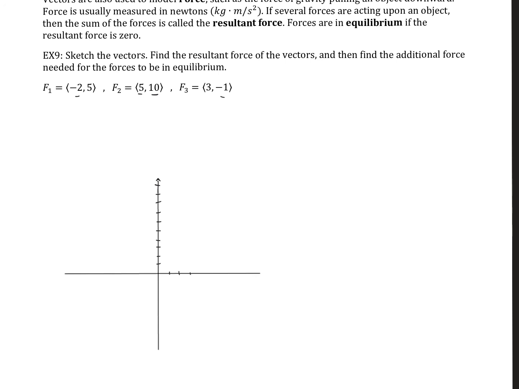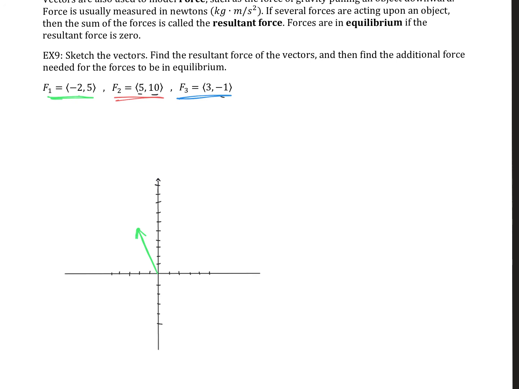Then 1, 2, 3, 4, 5 on each of the other axis directions. Okay, let's go ahead and color code these. I'll do F1 in green, F2 in red, and F3 in blue. Okay, so F1, our horizontal component is -2 and then up 5. So -2 up 5. 1, 2, 3, 4, 5. Right there, -2, 5.